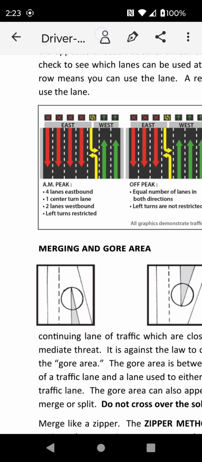So you got your do not go. You're not allowed to use those lanes. Okay? No go. The AMP is 4 lanes eastbound, 1 center lane, and then 2 lanes westbound. Left turns restricted. I'm not really sure why they would be closed off, but whatever, right?